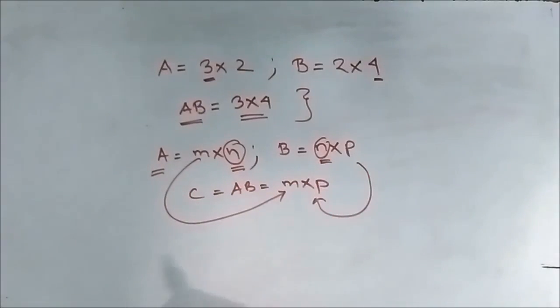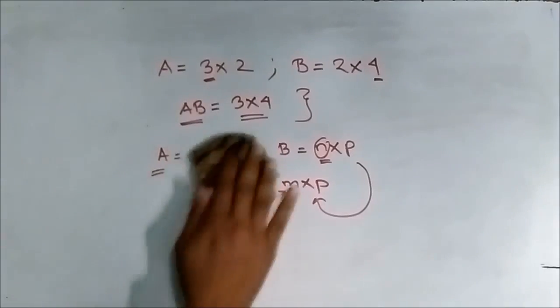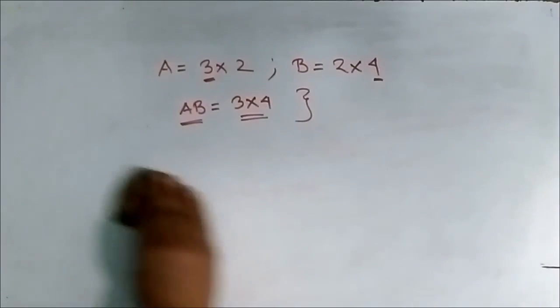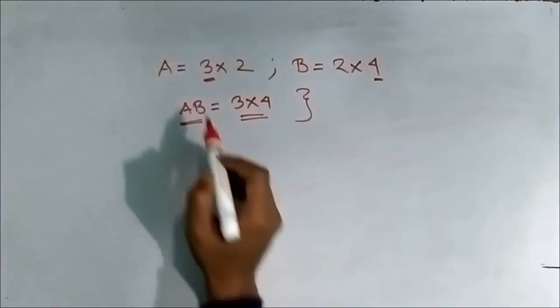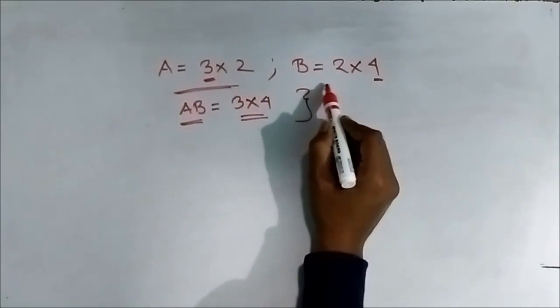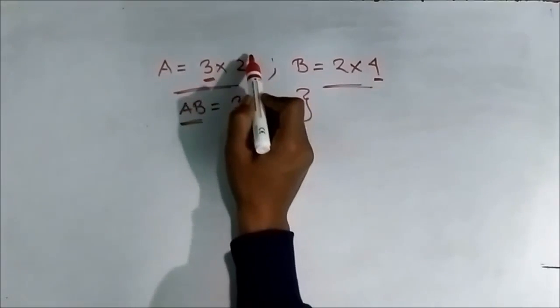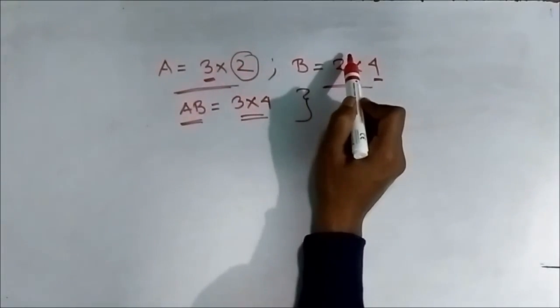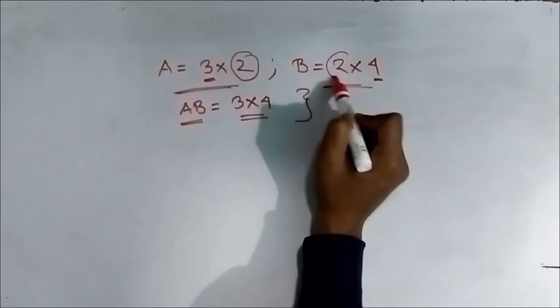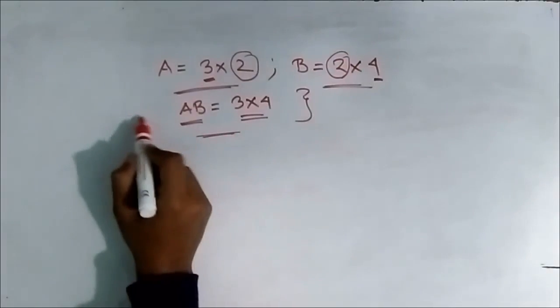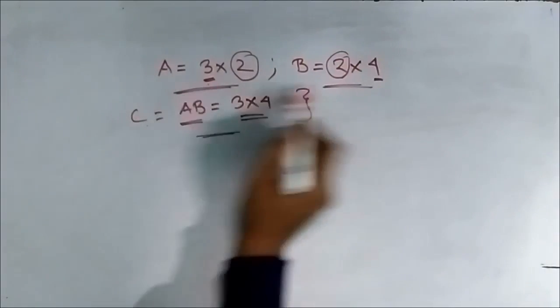Now suppose we multiply A of order 3 cross 2 and B of order 2 cross 4, and we get a matrix AB of order 3 cross 4. Here the column of matrix A is equal to the row of matrix B, so in this case the matrix multiplication is possible and the product matrix is of order 3 cross 4.